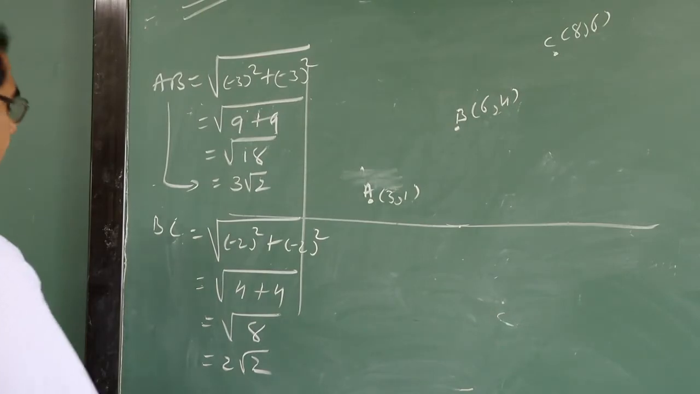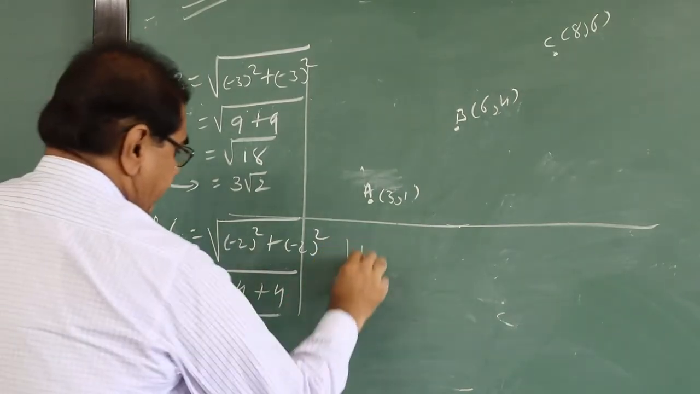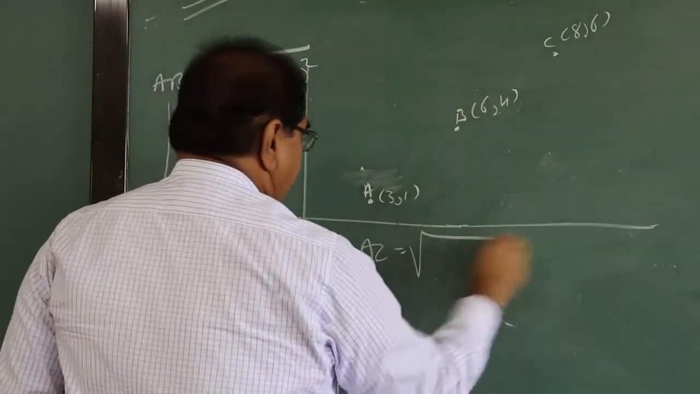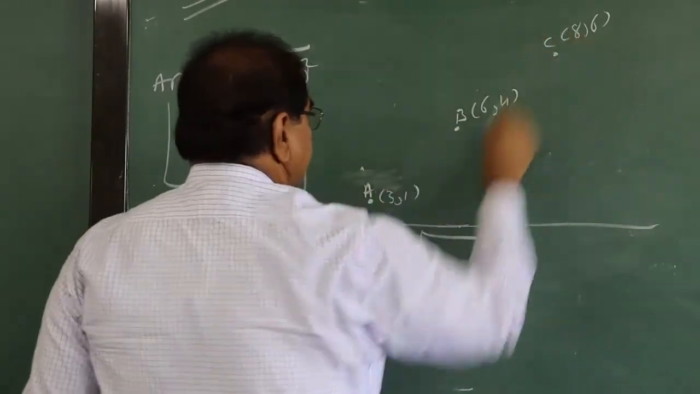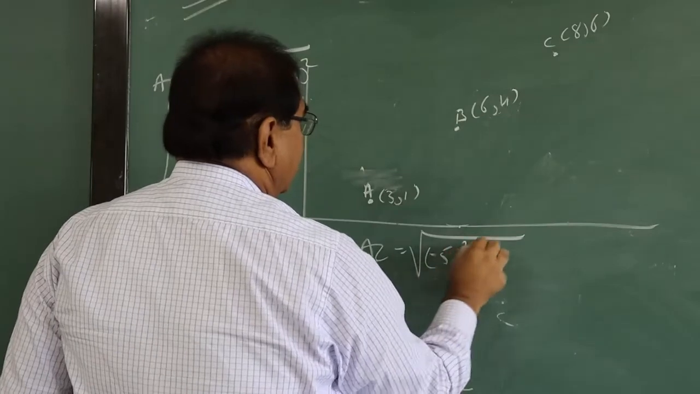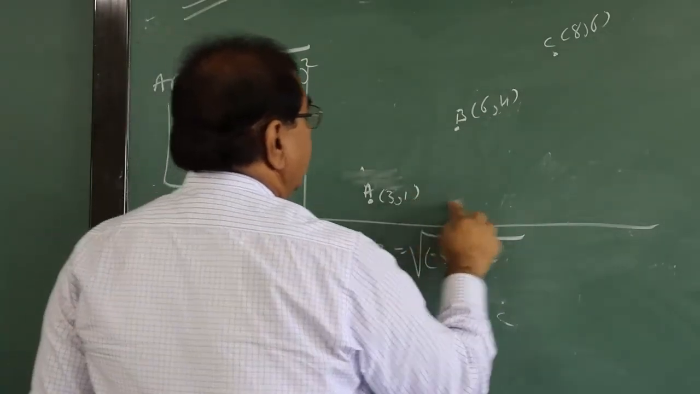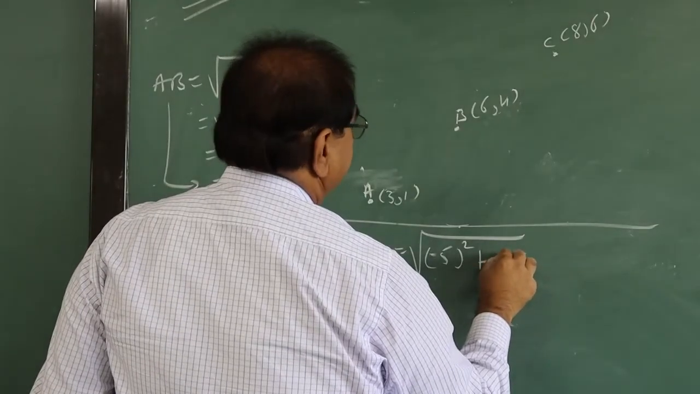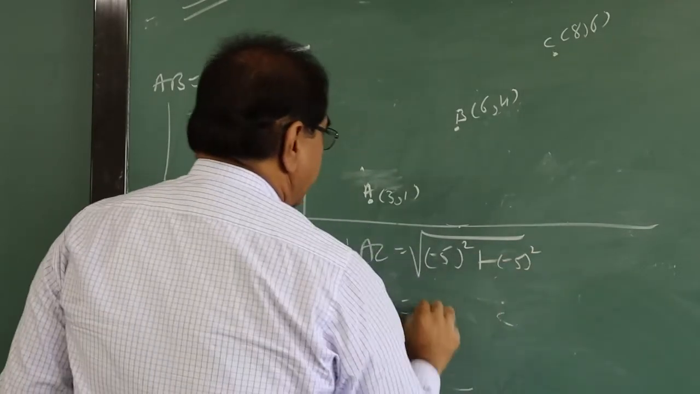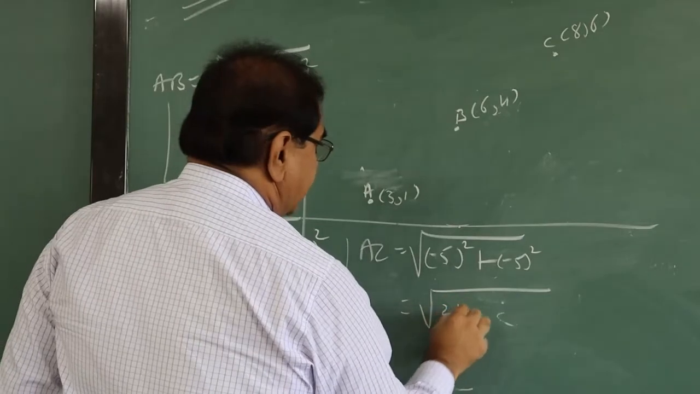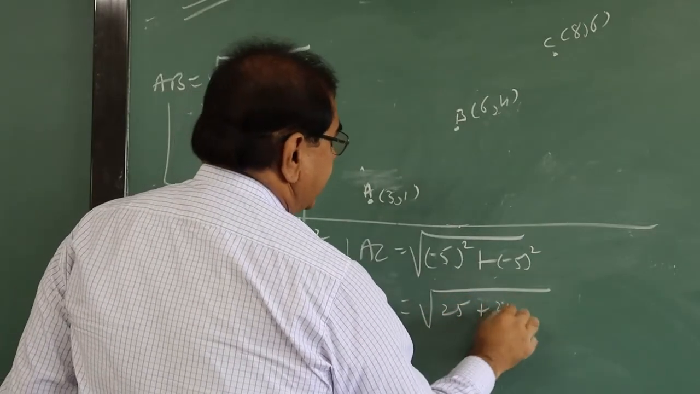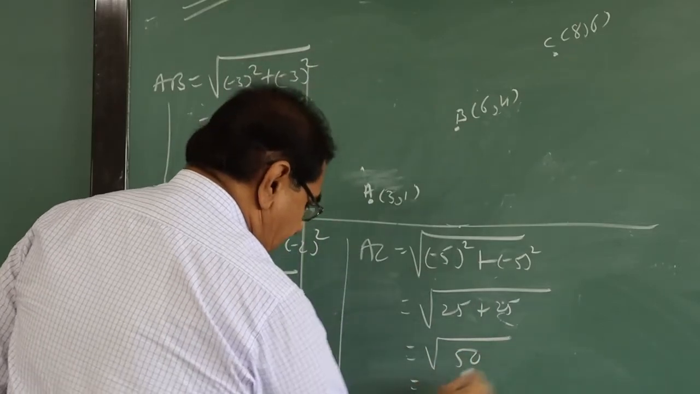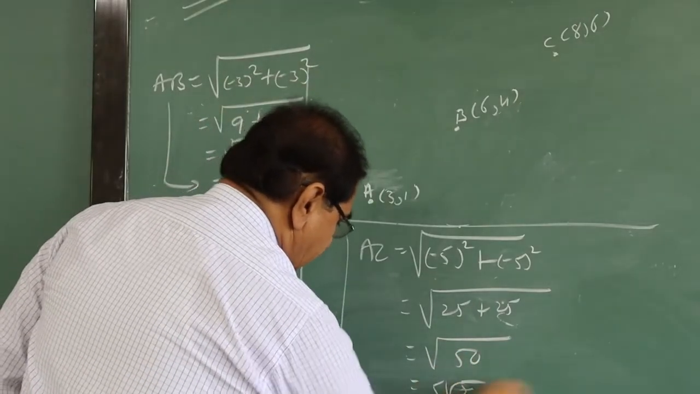Now we go for AC. AC means first and last. Square root of 3 minus 8, it is minus 5 whole square, plus 1 minus 6, it is minus 5 whole square. Minus 5 square is 25, and minus 5 square is 25. 25 plus 25 is 50. 25 twos are 50, so it is 5 root 2.